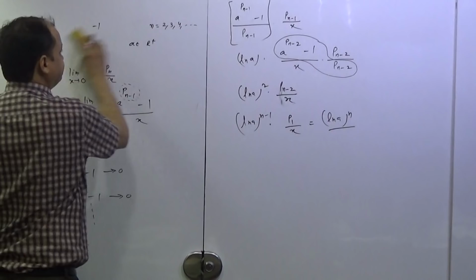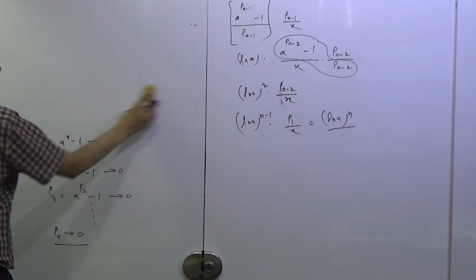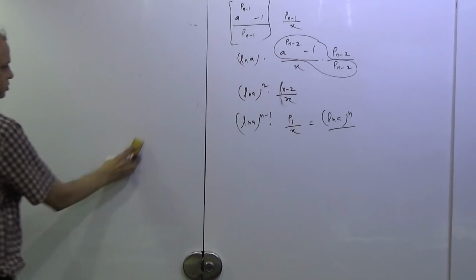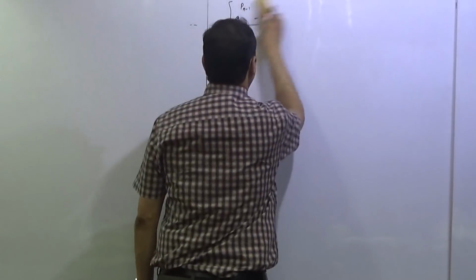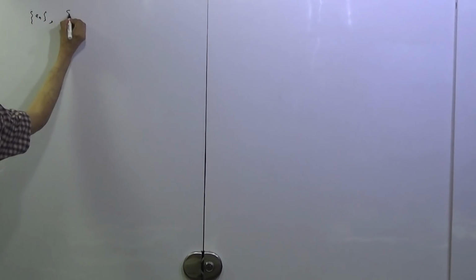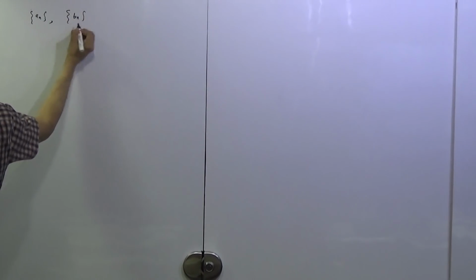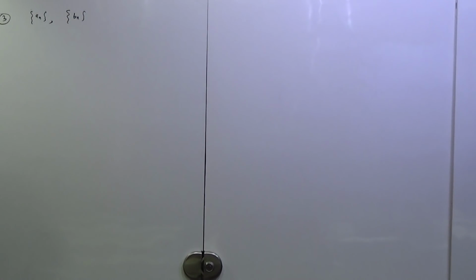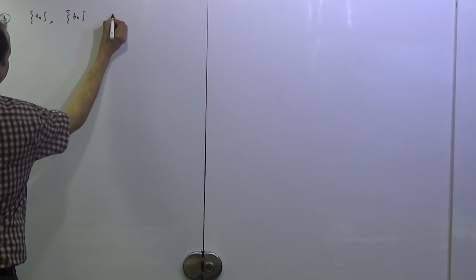We are taking hardly 3 to 4 minutes to solve a question. We are taking all these questions as examples actually. You have been given a sequence. This is not a fractional part, this is representing a sequence: sequence a_n, sequence b_n, and sequence c_n. This is question number 3.